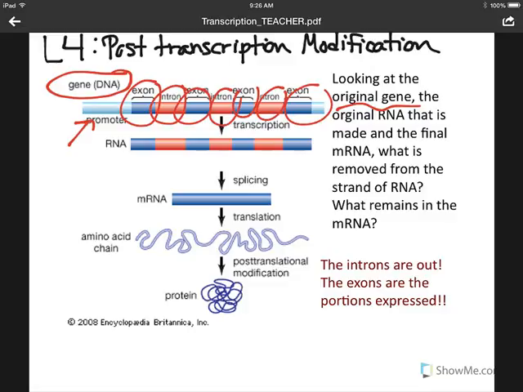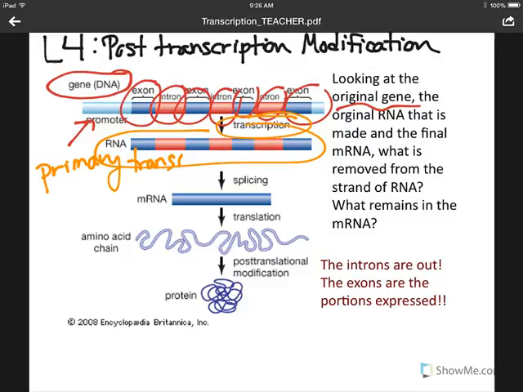When I first do transcription, I'm going to end up with my primary transcript. So my primary transcript is kind of my rough draft. It's my first version of my RNA, and we're going to do some modifications to it.